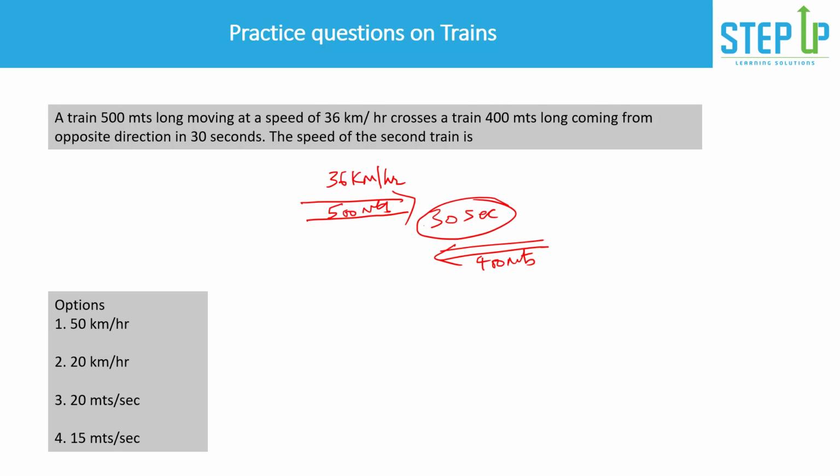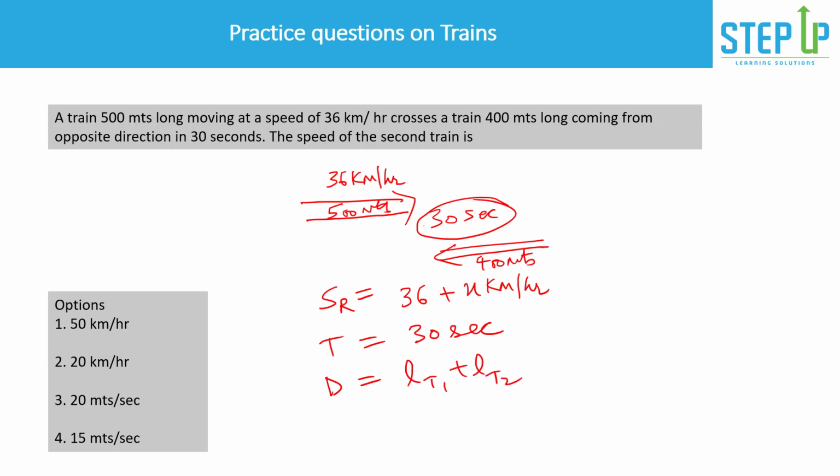Now we know when they're moving in opposite direction, your relative speed would be how much? Your relative speed in opposite direction adds up. That means 36 plus whatever, let's say this is x km per hour, and this is what we have to calculate, right? Now time is also given as how much? Time is given as 30 seconds. The distance that they cover in order to cross each other would be length of train 1 plus length of train 2. In this case, this is given, so 500 plus 400, this is 900.